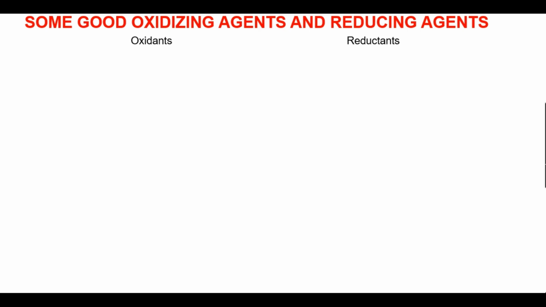Oxidants and reductants. What are the good oxidants or good oxidizing agents? Number 1, acidified aqueous potassium dichromate 6. The formula of the compound is K2Cr2O7. When it is helping something to get oxidized and is itself reduced, its color will change from orange to green, and it will confirm that it is used as an oxidizing agent.